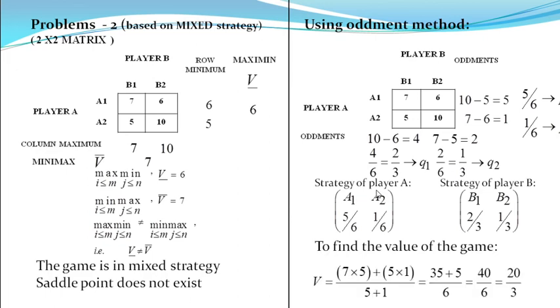Value of the game, same procedure: 7 multiplied by 5 plus 5 multiplied by 1 divided by 5 plus 1. So you get 20 by 3. You can find it another way also. 6 multiplied by 5 gives 30, 10 multiplied by 1 gives 10. So 30 plus 10 gives 40 divided by 6. So 40 by 6 is nothing but 20 by 3. The rest of the other values can also be identified and cross-examined. That also comes to 20 by 3.